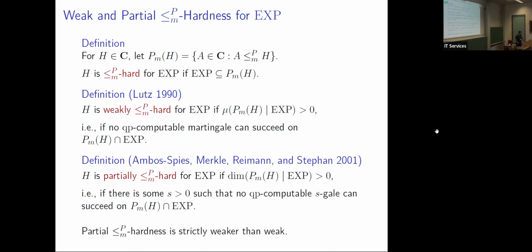And we can then weaken this notion by saying that H is weakly hard for exp if the measure of Pm of H within exp is positive. So it doesn't necessarily contain all of X, but it contains some positive measured part of X. So that's the same as saying that no QP computable martingale can succeed on Pm of H intersect exp.